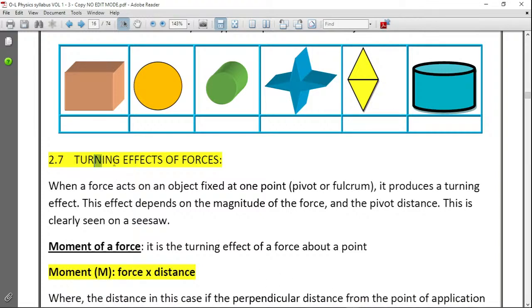Turning effects of forces. You always see these questions as the first questions on your question papers. When a force acts on an object at a fixed point, which is also called a pivot or a fulcrum, it produces a turning effect. This effect depends on the magnitude of the force and the pivot's distance. This is clearly seen on a seesaw.